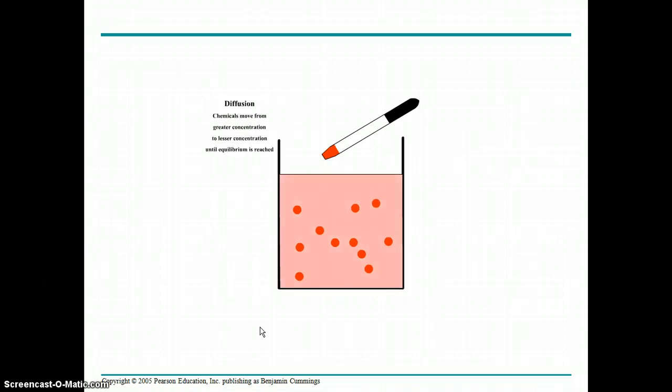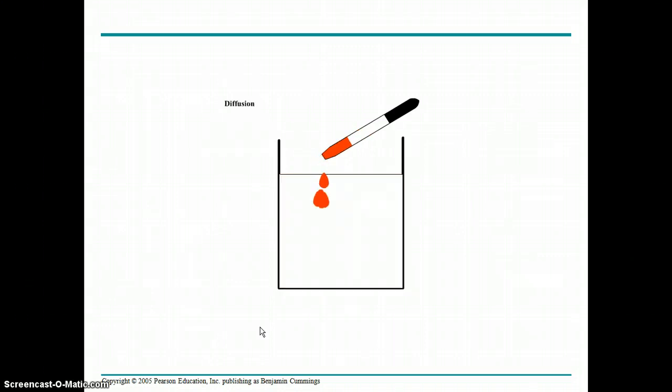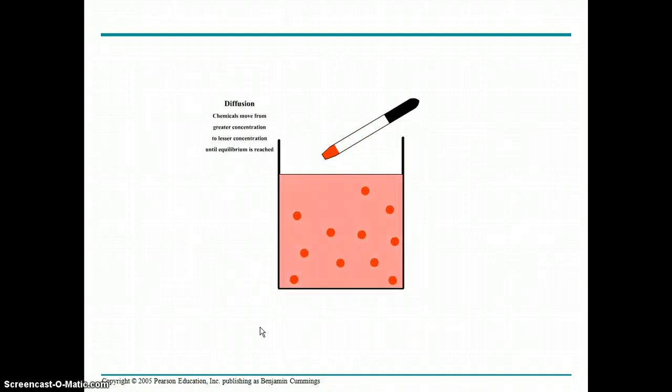Things in your body move by diffusion all the time. Oxygen moves from your lungs into your bloodstream, right? Remember when we did our exercise lab that the oxygen moves from your lungs into your blood, and then your blood carries it to your cells and moves into your cells. Again, all by diffusion, moving from a high to a low concentration.